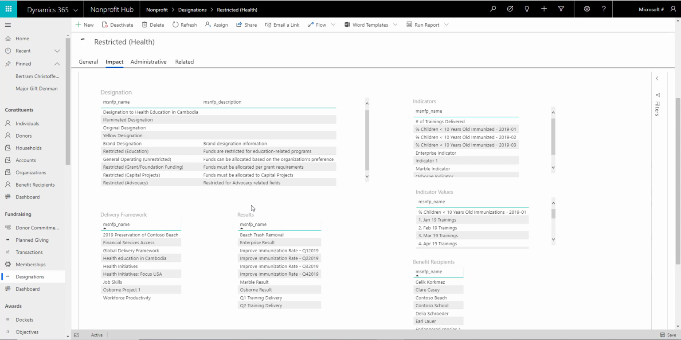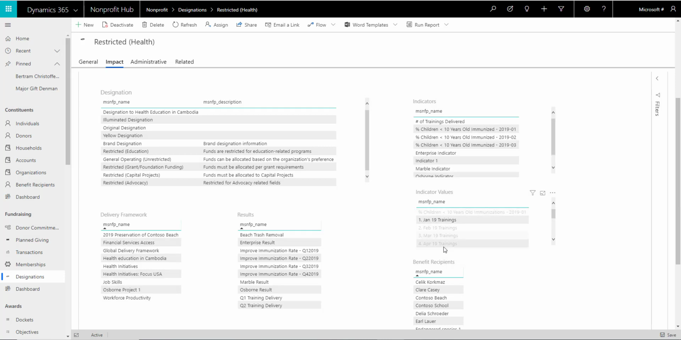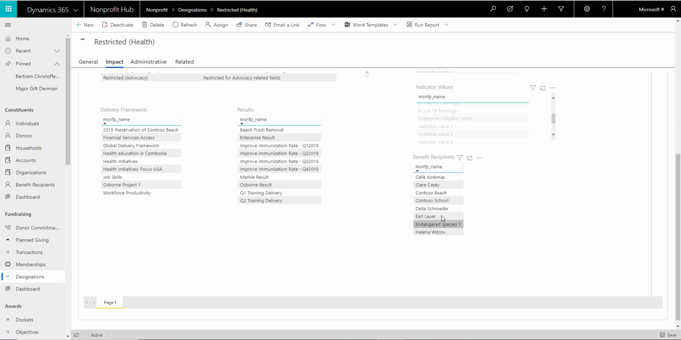What I can do is tie the data together so I can look at, okay, specifically for the health initiative, what are the results that we were looking for? I can look at the indicators for that, there were these trainings delivered. And then more specifically, I can even go all the way down that for the January 19th training, who were the people who were the benefit recipients for this. And this data is what you were looking at when you were looking at Bertram's record earlier.